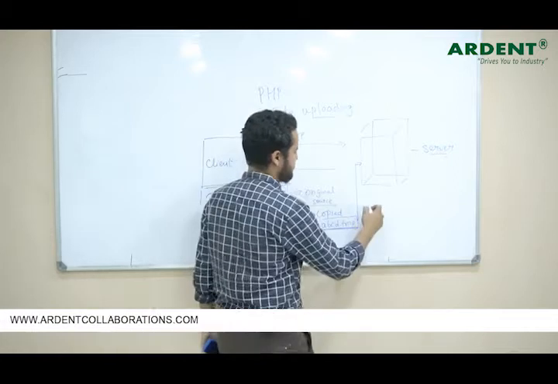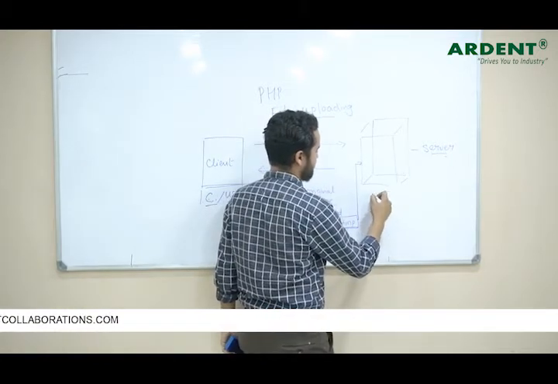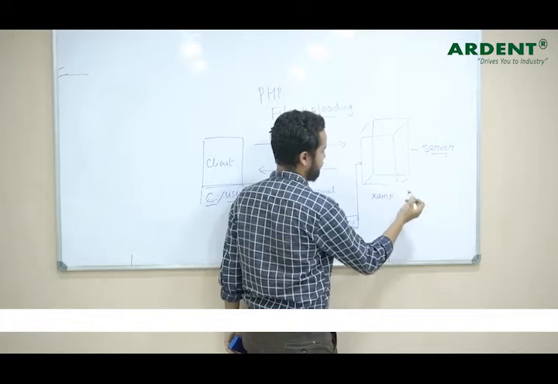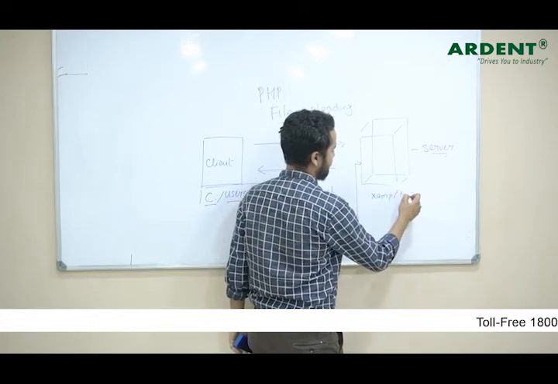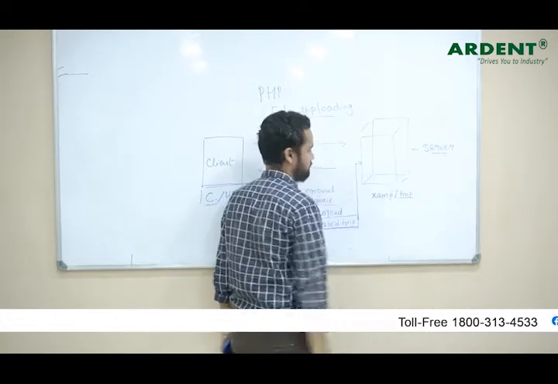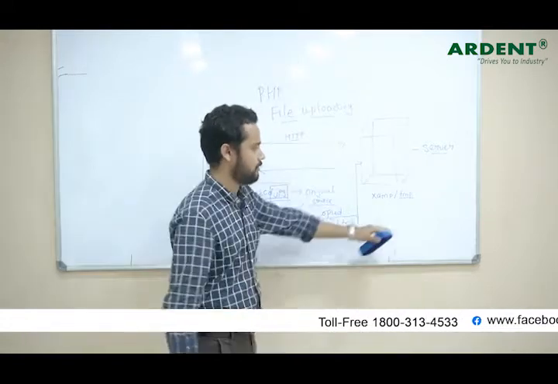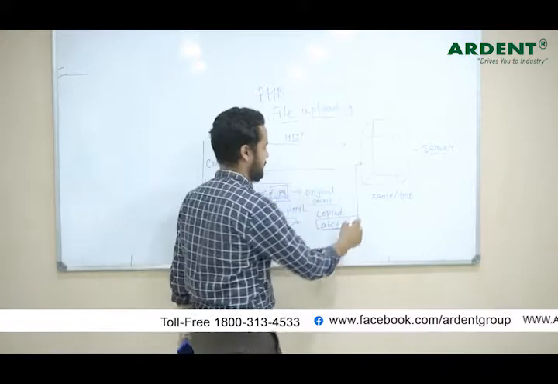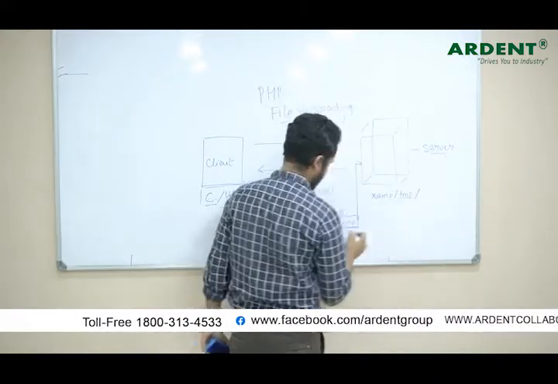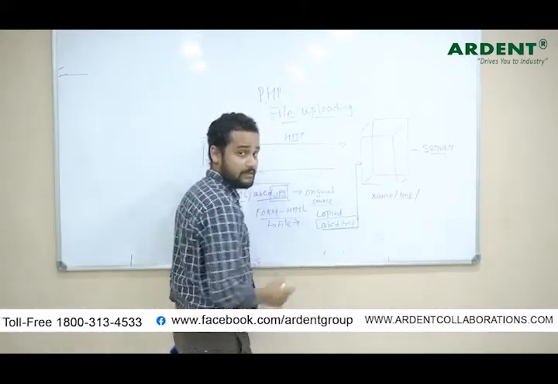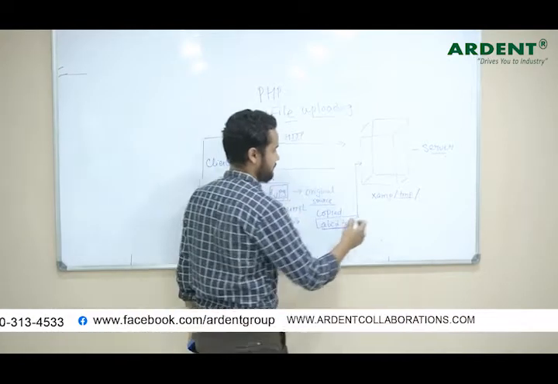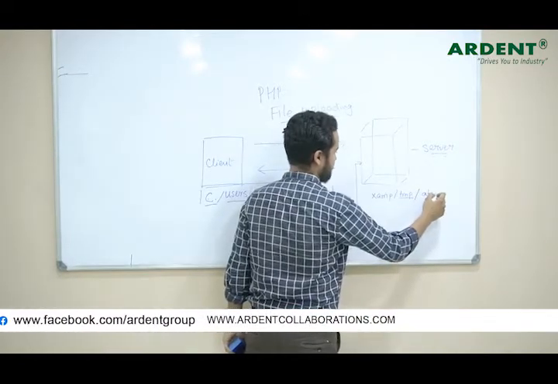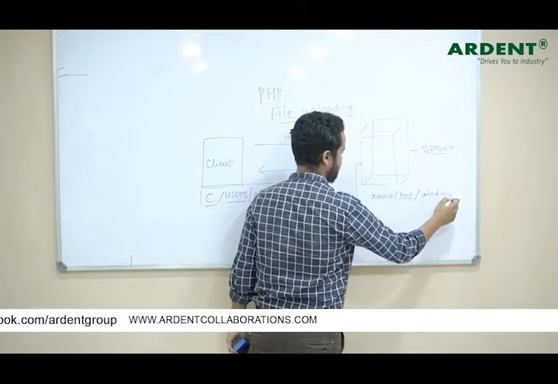So where does this get stored in the server? We have, let's say, XAMPP over here for a localhost, and there is a folder called TMP. Now what is this folder? This folder holds all the temporary files. Now this temporary file directly reaches over here. What is the name of the file? The name of the file is abcd.tmp.